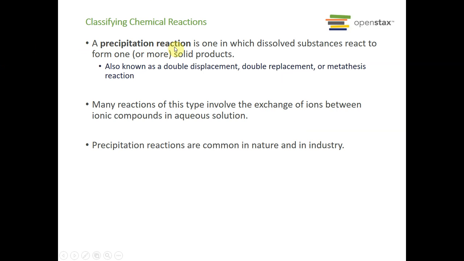Okay, a precipitation reaction is one in which dissolved substances react to form one or more solid products, also known as double displacement, double replacement, or metathesis reaction. So I want you to remember those words, especially metathesis and double displacement. Many reactions of this type involve the exchange of ions between ionic compounds in aqueous solution. Precipitation reactions are common in nature and in industry.